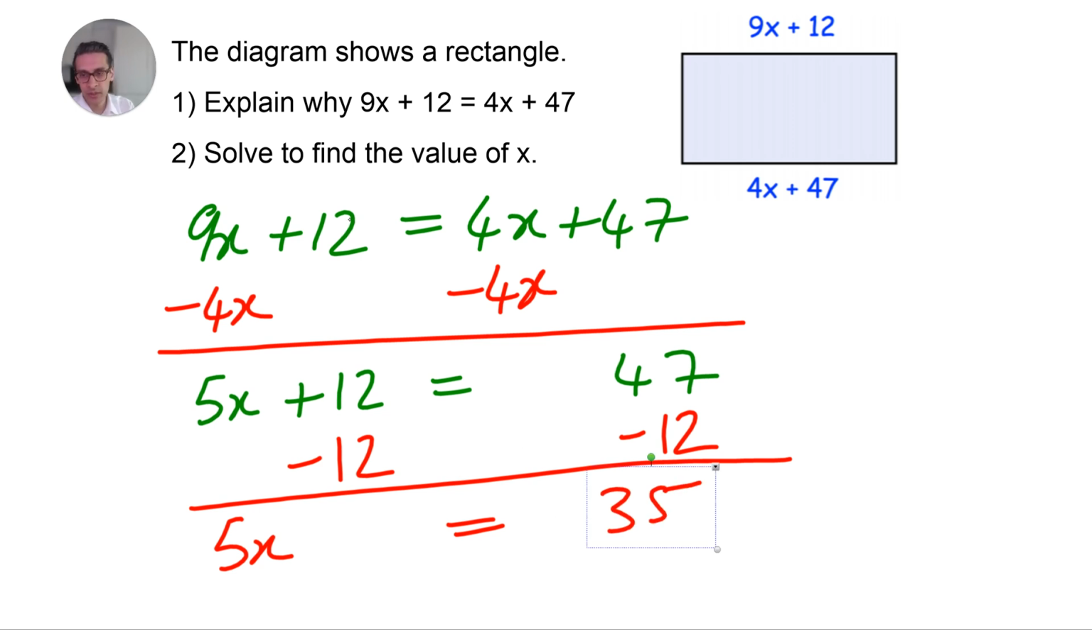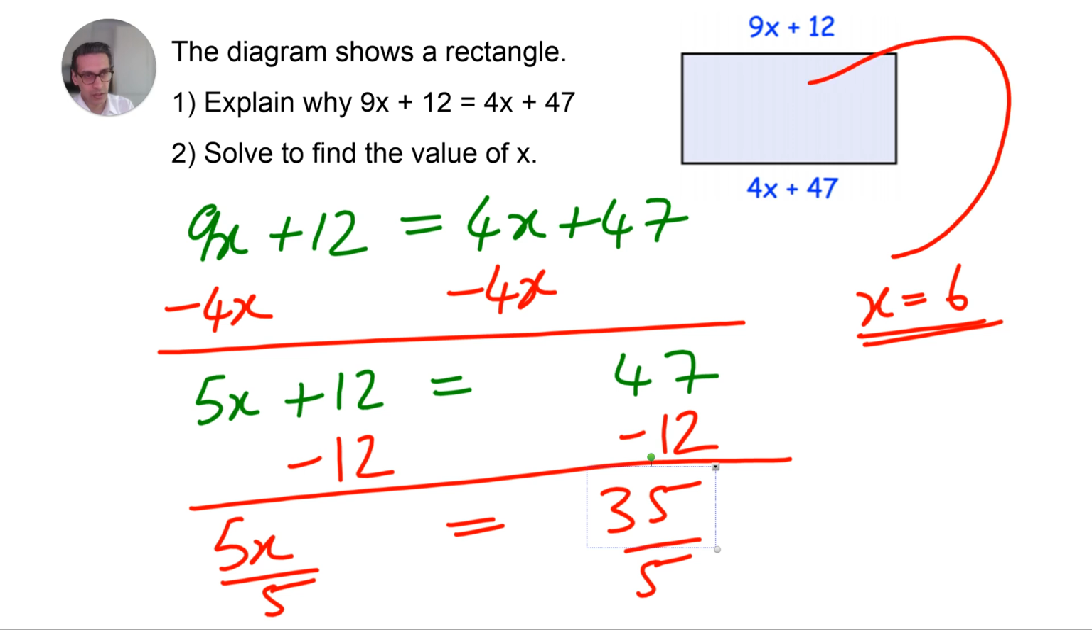And then the last step, just to solve it, we're going to divide by 5. So that tells us that x is equal to 6. We can then put this back into the equation here and here to work out the actual lengths. We would have to do 4 times 6 plus 47 and 9 times 6 plus 12. They should obviously give you the same answer, and they will. So if you try that, you'll be able to check that works.